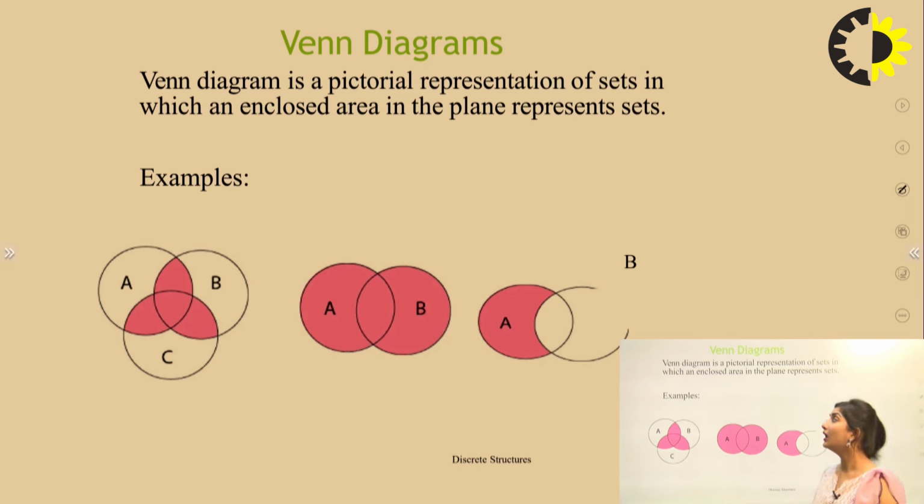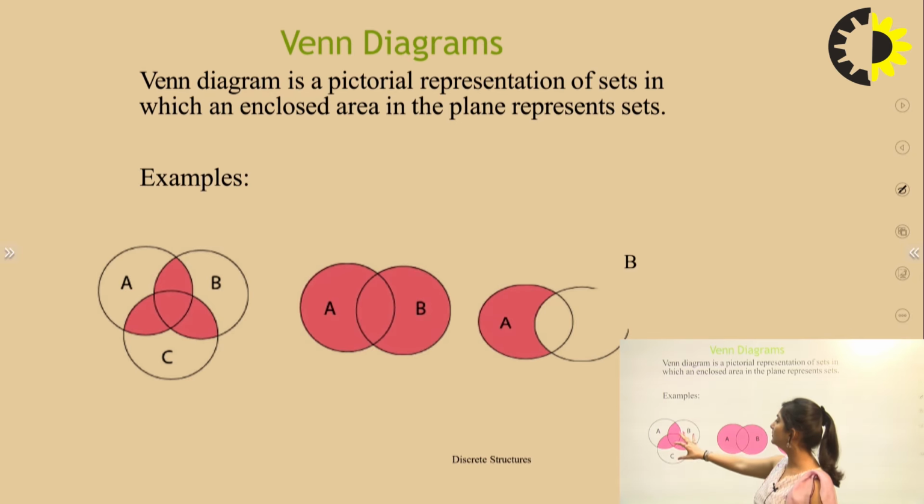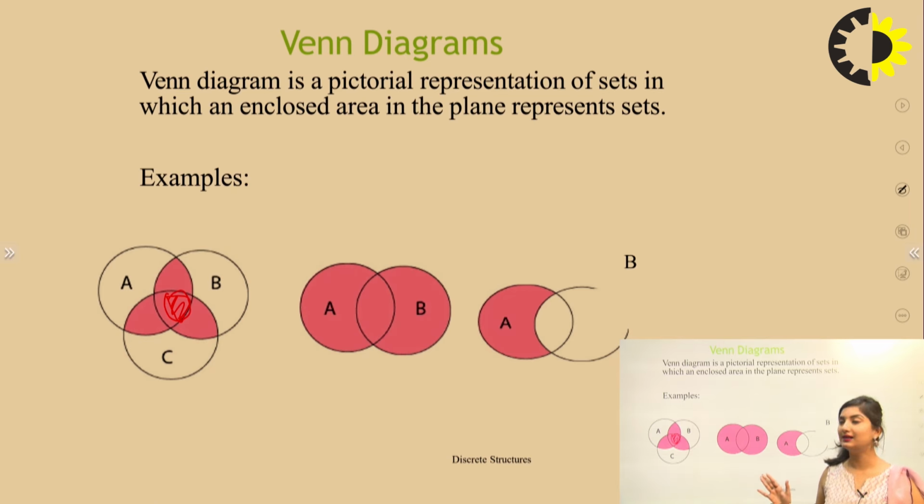Venn diagram. A Venn diagram is a pictorial representation of sets in which an enclosed area in the plane represents a set. So, if you have any enclosed area and you are representing a set using that, that is a Venn diagram. This is very important from exam point of view, both for competitive exams and for AKTU. If you see here, this is the common area between A and B, this is the common area between A and C, this is the common area between B and C, and this portion which you see here is uniquely the area which is common for all the three: A, B and C.